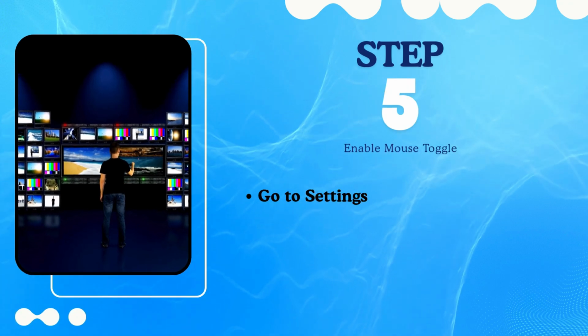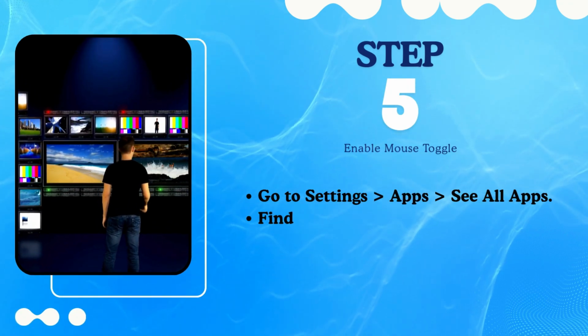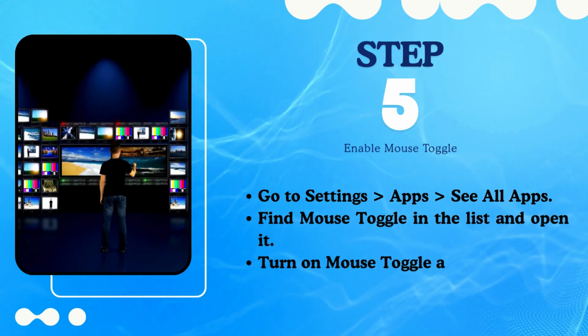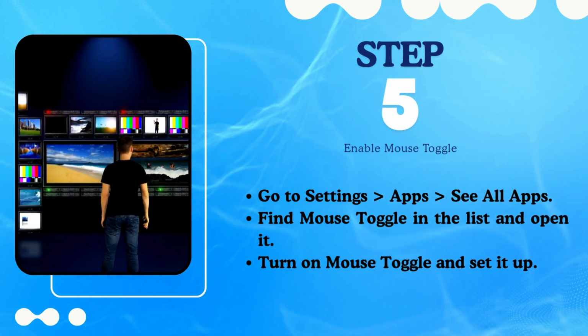5. Enable Mouse Toggle. Go to Settings, Apps, See all apps. Find Mouse Toggle in the list and open it. Turn on Mouse Toggle and set it up.